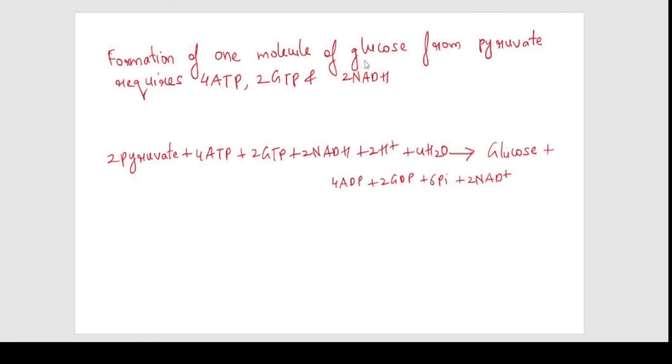So to form one molecule of glucose from pyruvate, it requires 4 ATPs, 2 GTPs and 2 NADH. So the final reaction goes something like this. 2 pyruvate plus 4 ATP plus 2 GTP plus 2 NADH plus 2 H plus 4 H2O gives 1 molecule of glucose plus 4 ADP plus 2 GDP plus 6 inorganic phosphate and 2 NAD plus. So this process is quite expensive.